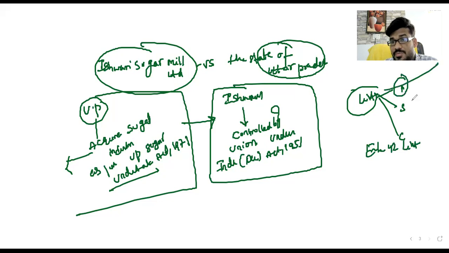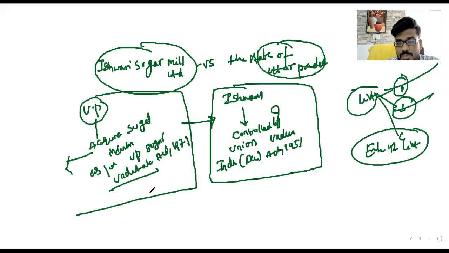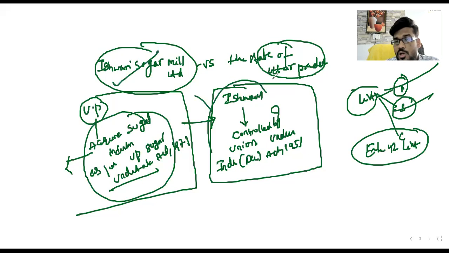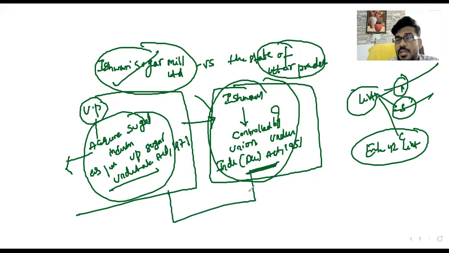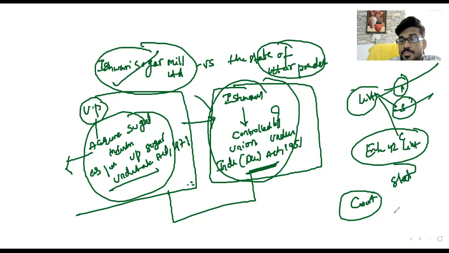The union has some powers, the state has some powers, and concurrent means both. Here the UP government said that as per their state act, they were acquiring the sugar mill. The company said no, you do not have that power, because it is controlled by the Industries Development Act 1951. So there is a conflict between these two acts. One act says the government has the power to acquire, the other says the union has the power to acquire. Then the court gave a decision. The court held that the state has the power as per entry number 42 of List 3.